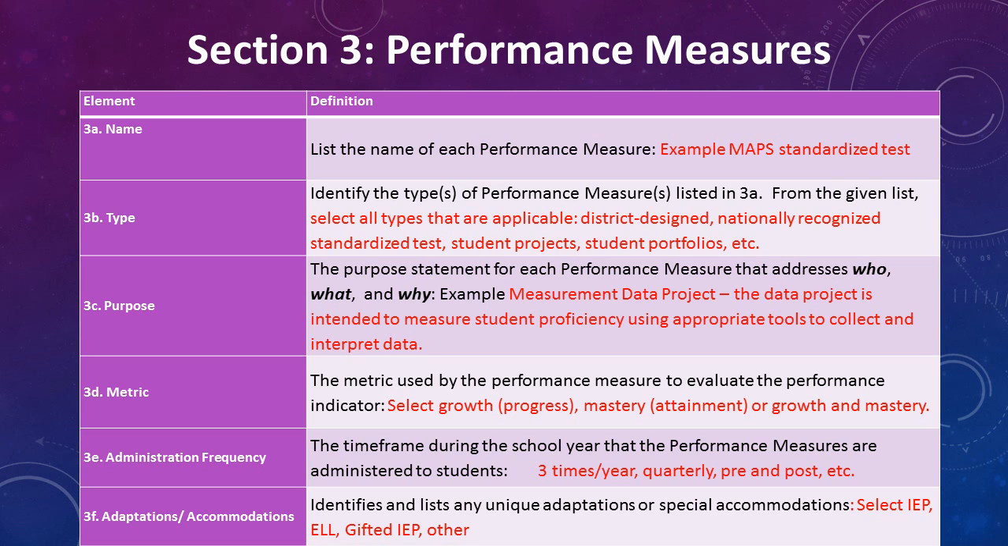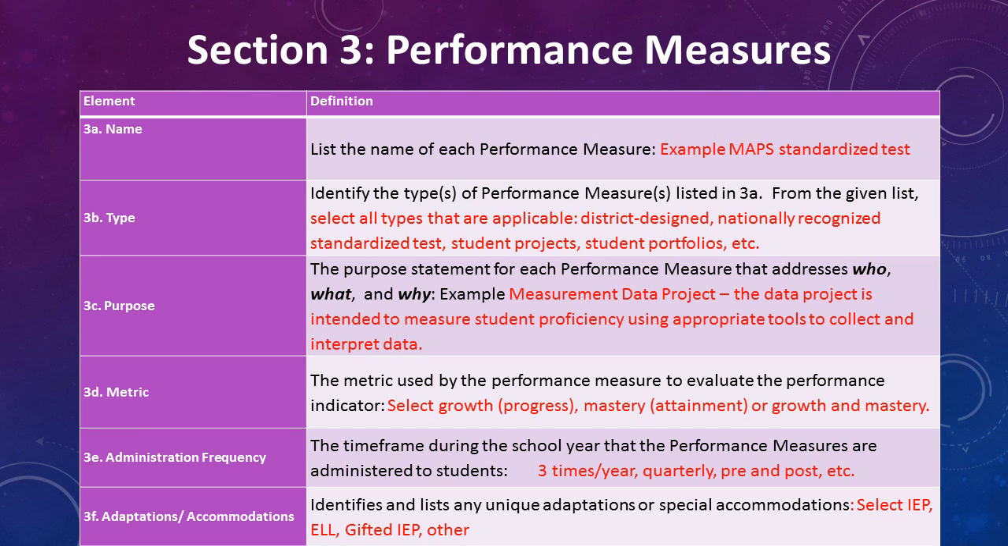3B would be the type. What type of performance measure? And they give you, I believe, a list which says, select all that are applicable. Is it a district-designed assessment? Is it a nationally recognized standardized test like a MAPS or a CDT or a PSSA? Is it a student project? Is it a student portfolio? There are lots of options. 3C is the purpose. That's the who, what, and why. So the measurement data project. The data project is intended to measure student proficiency using appropriate tools to collect and interpret the data.